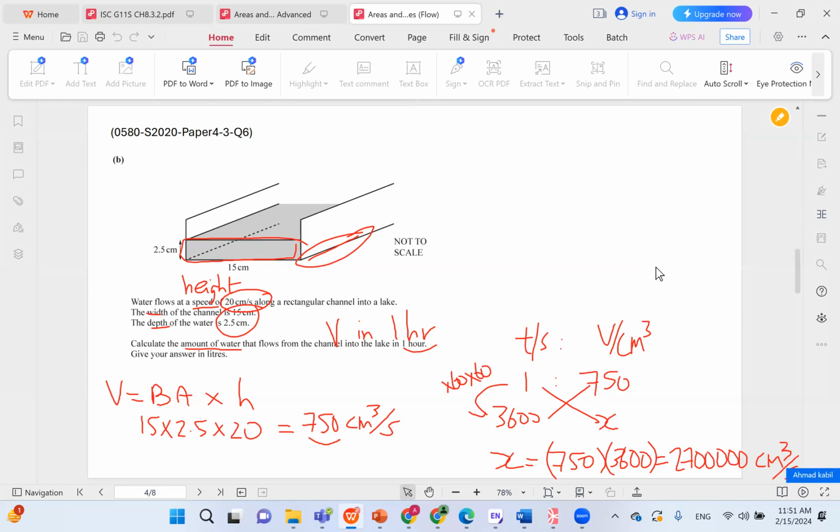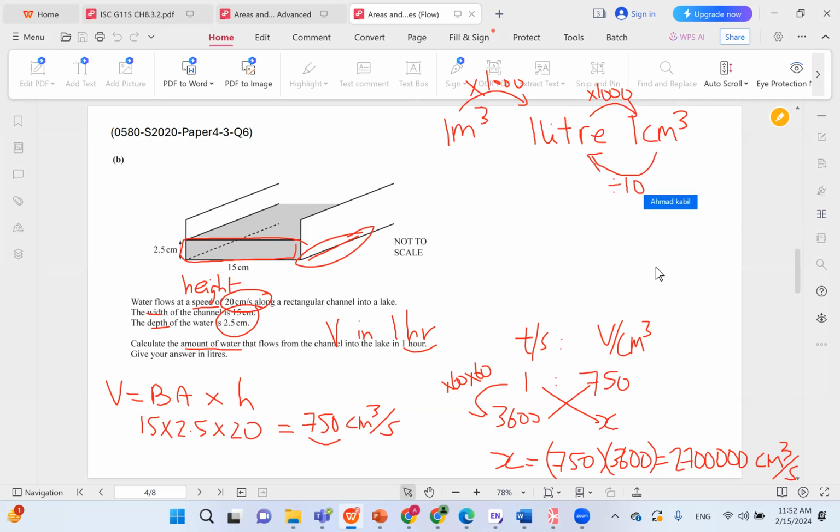I will remind you of how to go from liters to centimeters cubed. We said 1 meter cubed and 1 centimeter cubed. There is a previous video in which we explained this, the advanced problems of areas and volume. And 1 liter here is in the middle. And to go from one to the other, you multiply by 1,000. So in this case, we're going from 1 centimeter cubed to 1 liter. So we're dividing by 1,000.